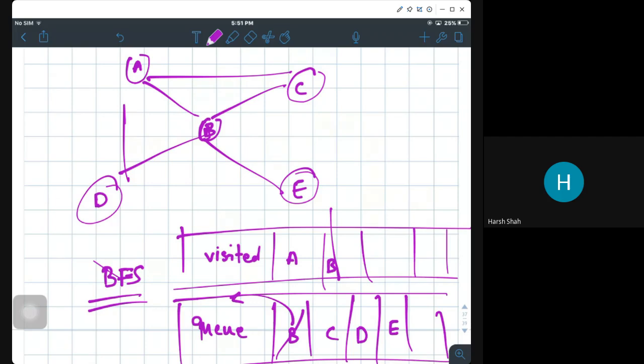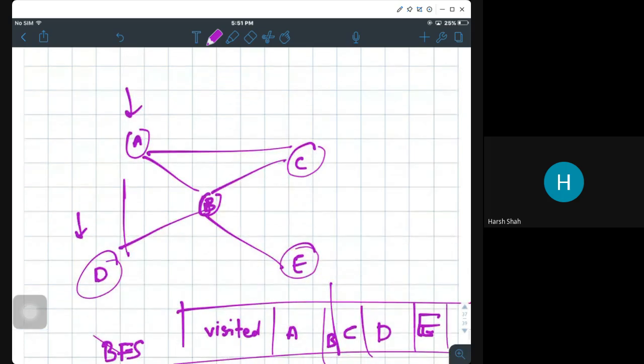I come to C. C has only two neighbors, B and A. Both are visited, so I'll not add anything. Then I'll take out D. I have two neighbors, B and A, they are visited, so I'll just mark it as visited and do nothing. Then I come to E. E has only one neighbor, B, which is visited, so I go E.